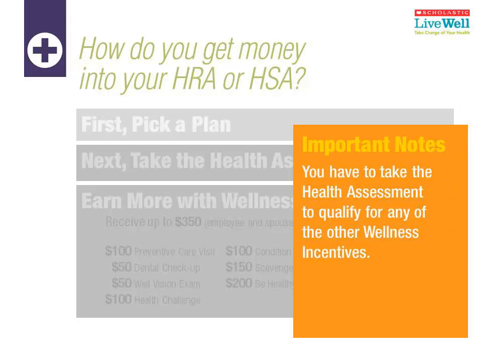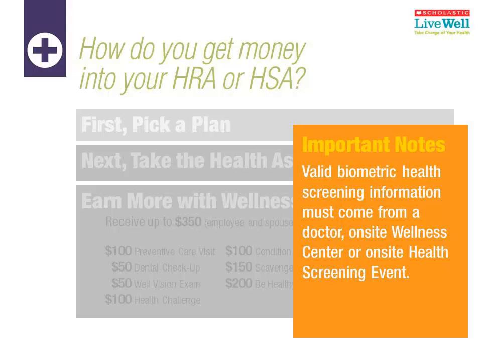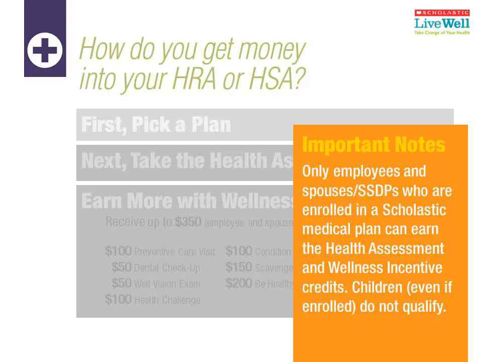A few things to note about the health assessment and wellness incentives. You will have to take the health assessment to qualify for any other wellness incentive. To get the health assessment incentive, you and your spouse or same-sex domestic partner must provide valid biometric health screening information from a doctor, on-site wellness center, or on-site screening event on the health assessment. Only employees and spouses or same-sex domestic partners who are enrolled in a Scholastic medical plan can earn the health assessment and wellness incentive credits. Children do not qualify for the health assessment or wellness incentive credits.